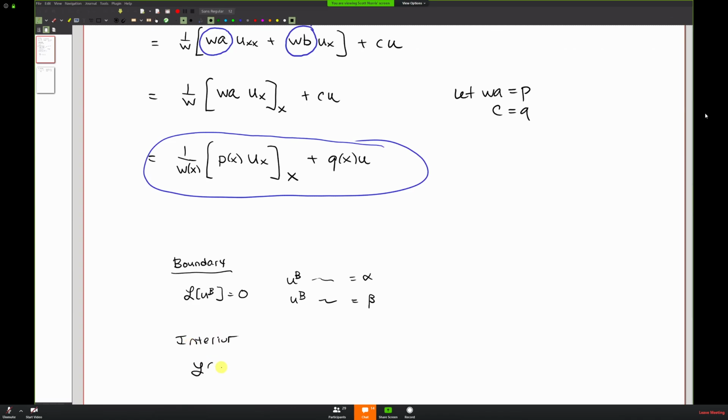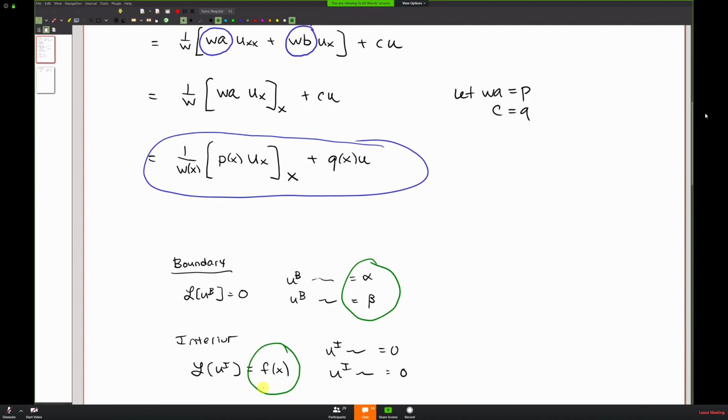will, the ideal outcome is that this is LUI equals f of x, where UI equals 0 at the boundaries. And this is the generic splitting, right? You get the boundary conditions on this side and the forcing function over here in the interior problem. In principle, you should be able to do this regardless of what the operator is, whether it's just UXX or a Sturm-Liouville problem or whatever. In principle, this is always possible to set up.